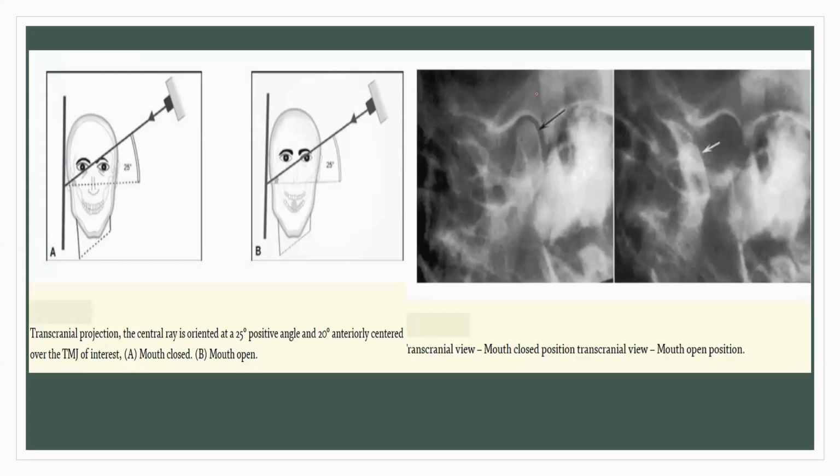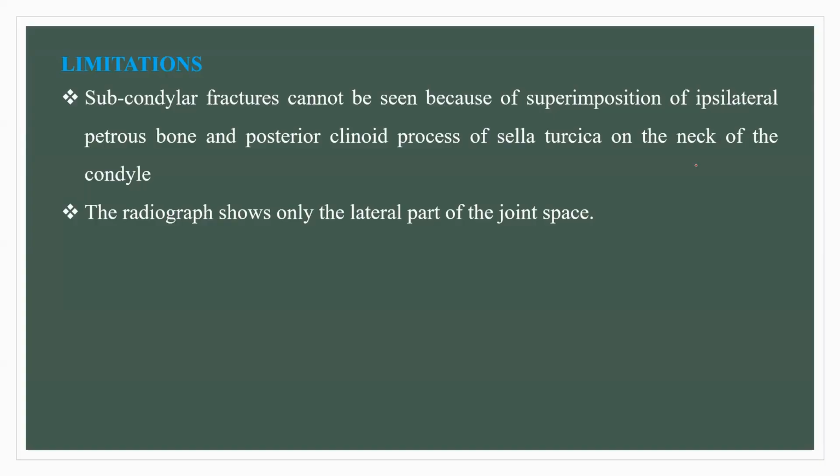This is the cassette, and this is how you get to see your joint of interest. You can see your condyle over here, and your condyle has moved outside the fossa. So that is how you get to see it.